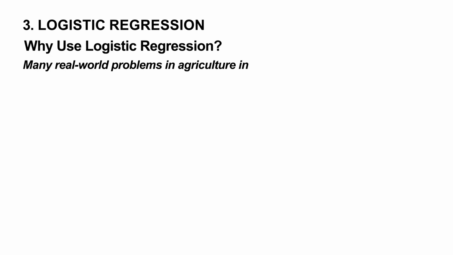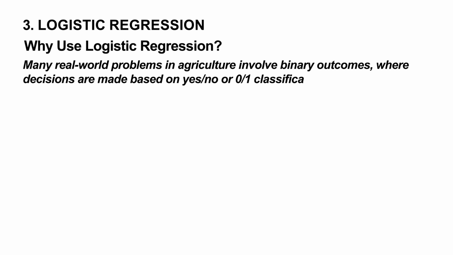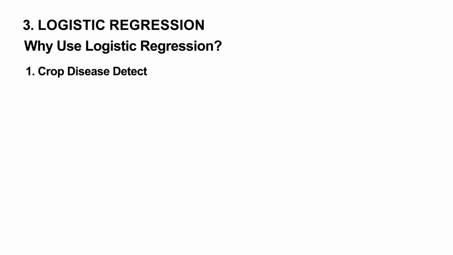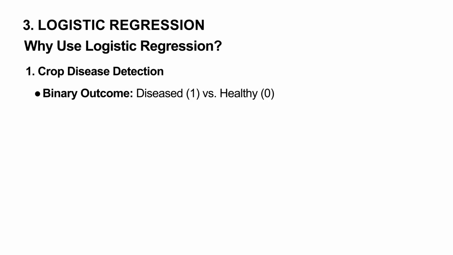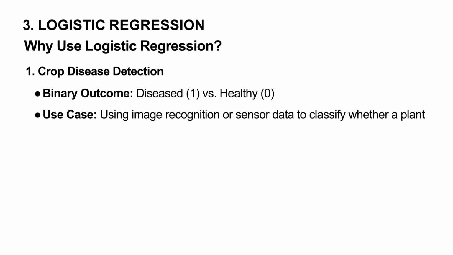Why use logistic regression? Many real-world problems in agriculture involve binary outcomes, where decisions are made based on yes, no, or 0, 1 classifications. Some examples include 1. Crop disease detection. Binary outcome, diseased, 1, versus healthy, 0. Use case, using image recognition or sensor data to classify whether a plant is affected by a disease.